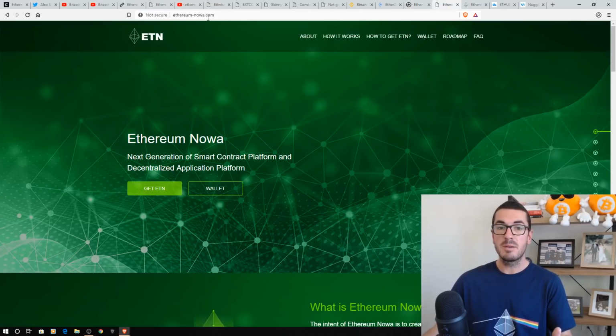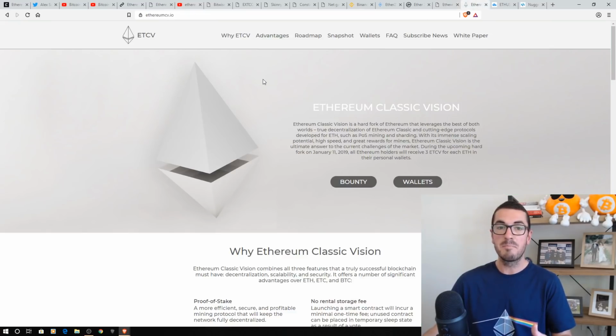So this is Ethereum Now, which has the ticker symbol ETN, the same as Electroneum, which is a bit confusing. But again, they're promising that they're going to be better than Ethereum and whatnot. And this has already been proven to be a scam. And the other one that's popped up is Ethereum Classic Vision. Now, I can't find any information about the team. Again, this one's already raising some red flags for me.